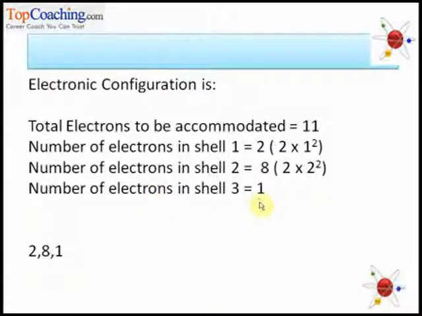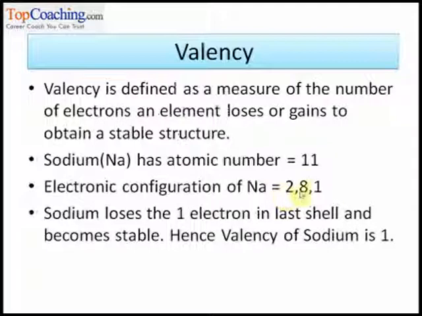Now the electrons that can be accommodated in the third shell is 18. But we have only one electron. Now this electron is free, right? A loose electron. According to Bohr, the third shell should comprise 18 electrons for an atom to be stable. So sodium loses this one electron and hence becomes stable. And hence, the valency of sodium is nothing but 1.